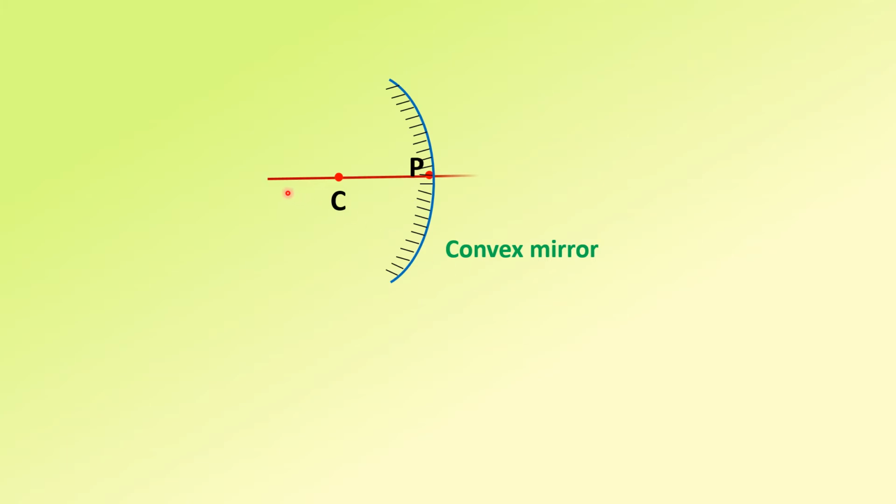In the symbolic form also you can see the principal axis for convex mirror. P. Here is C. This is the principal axis.